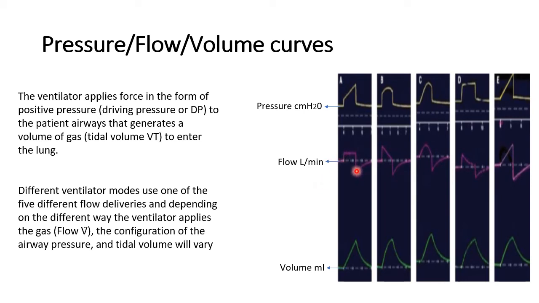This is the constant or square flow wave used in volume controlled modes; the descending flow curve, mostly in pressure controlled modes, but also can be used in volume controlled modes; the sine flow wave, which is not being used; the decelerating flow wave, mostly in pressure controlled modes; and the ascending flow curve, which is also pretty much obsolete. So it's important to know that the ventilator does not have a spirometer to measure the tidal volume, but it calculates the tidal volume by integrating the flow curve over time.